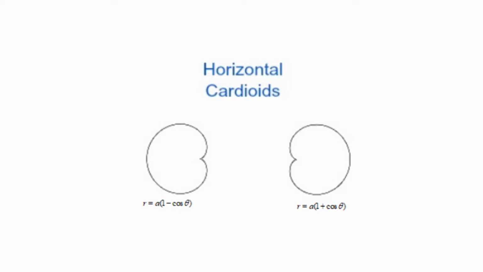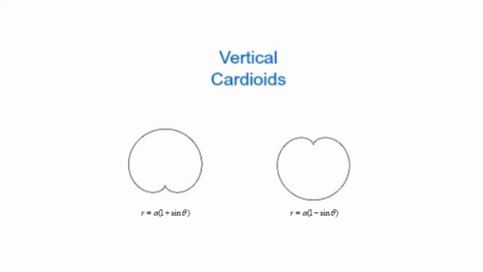For example, the polar equations r is equal to a times (1 minus cos theta) and r is equal to a times (1 plus cos theta) are horizontal cardioids, while r is equal to a times (1 minus sin theta) and r is equal to a times (1 plus sin theta) are vertical cardioids.